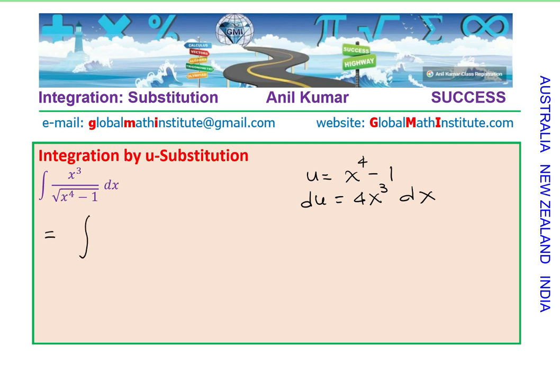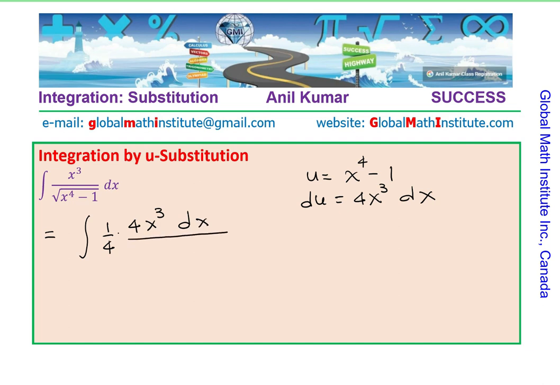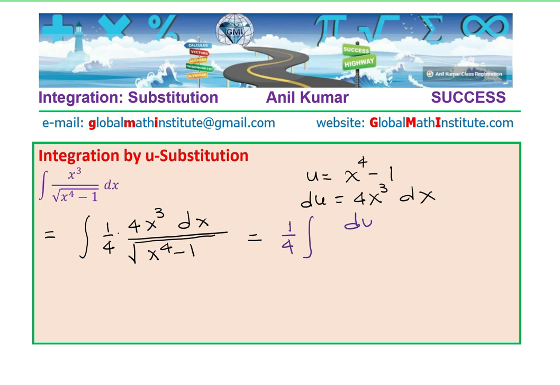So let me rewrite this. So if I rewrite this, I could write this as 1/4 of 4 times x cubed dx. Does it make sense, right? And in the denominator, we have this radical x to the power of 4 minus 1. Correct. And now we are going to do the substitution, bringing 1/4 outside, right? So 1/4 is a constant, right? So we have integral 4x cubed dx is du, right? So we have du over square root of u.